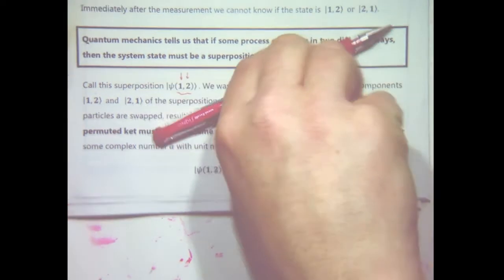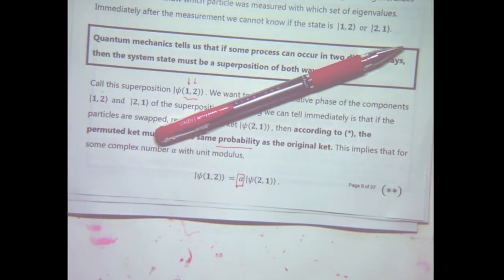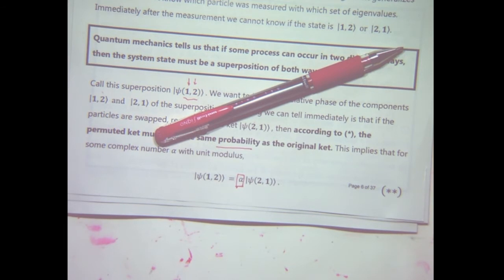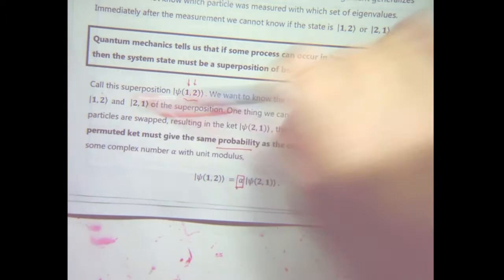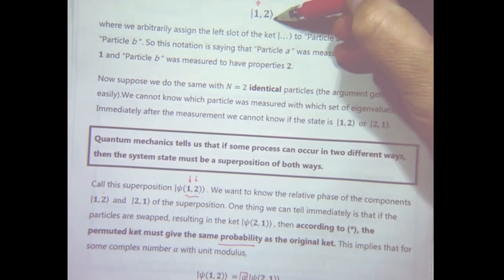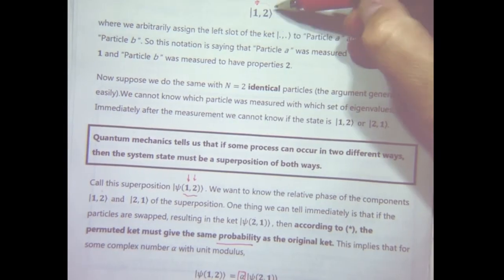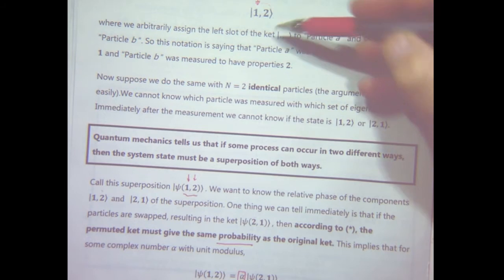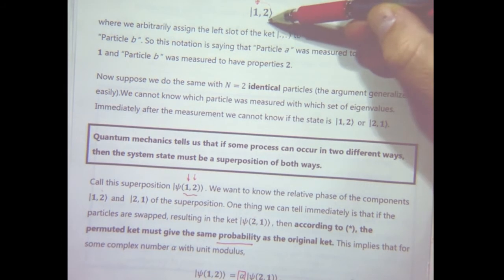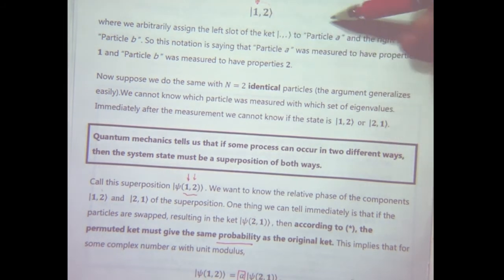No, because the point is that we know this set of observables belongs to particle A and this set to particle B. And we know that particle A entered this detector and particle B entered that detector for the non-identical case. So we know for sure that the state after it is this one. But with the identical case, we don't know what the state is after. It can either be 1, 2 or 2, 1.